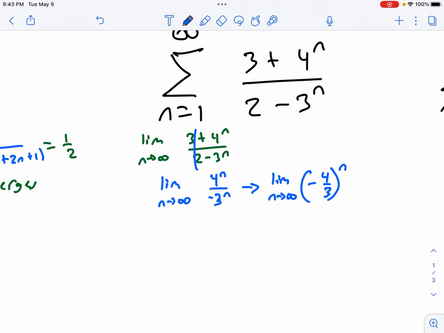What's going to happen as we raise that to the nth power? Well, it's going to get bigger and bigger and bigger, and actually it's going to oscillate back and forth between positive and negative, but that top number being 4 over 3, it's going to keep multiplying to a bigger and bigger number. So it's essentially the limit of this is infinity. So the limit does not equal 0, so therefore this series diverges.